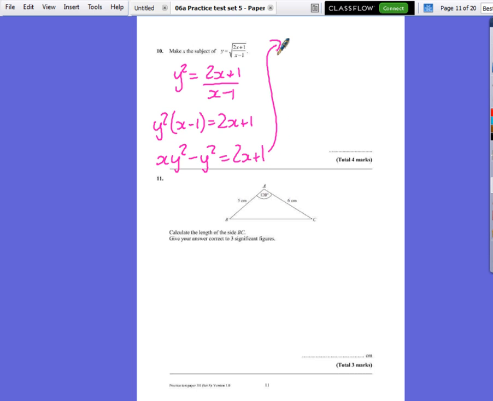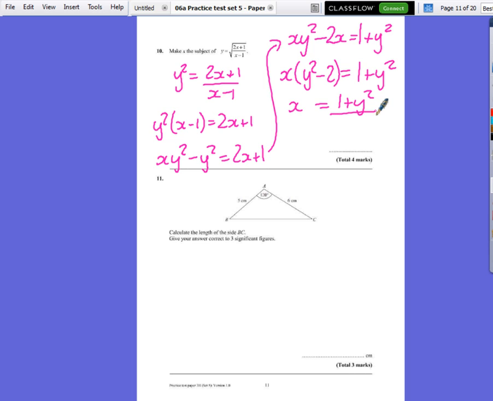If I go up here, this gives me a bit more space. From there, we want to get all the x on the same side. So if we keep the xy squared where it was and take the 2x over, it becomes minus 2x. On the other side, we had a 1, and I'm going to take the minus y squared over and it becomes a plus y squared. To get x on its own, we now need to factorise the left-hand side. So take x out as a factor, you have x(y squared minus 2) equals 1 plus y squared. And then to get x on its own, x has been multiplied by those brackets. So we'll take the entire bracket down on the other side, and the y squared minus 2 on the other side.